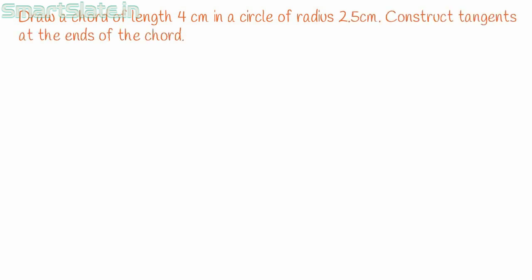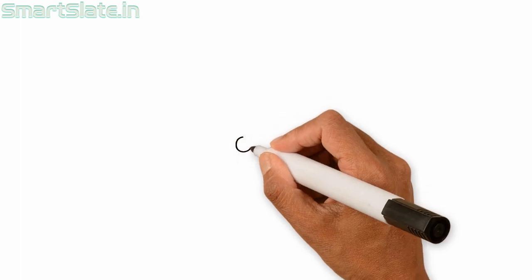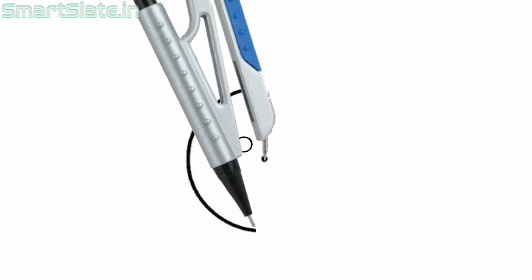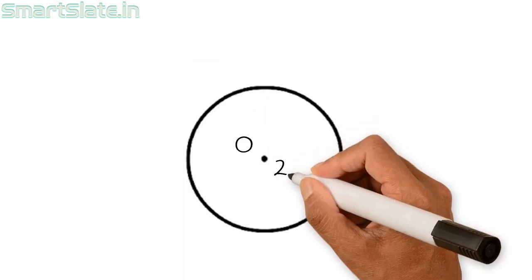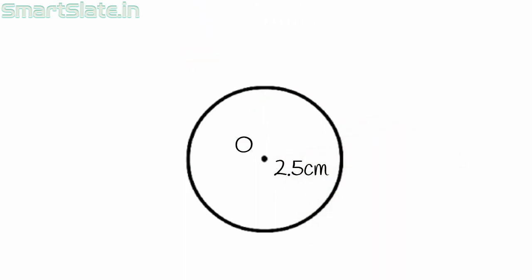Let's solve another problem. Draw a chord of length 4 cm in a circle of radius 2.5 cm. Construct tangents at the ends of the chord. In previous videos, we learnt how to draw chords in the circles, and in previous examples in this video, we studied how to construct the tangent. Let's recall our learning in this problem. This is the point O. Draw a circle keeping this as center point of radius 2.5 cm. We are supposed to construct a chord of length 4 cm.